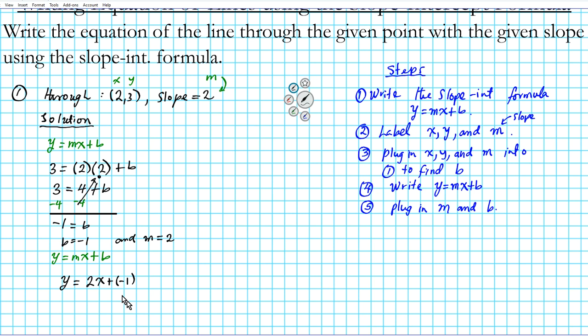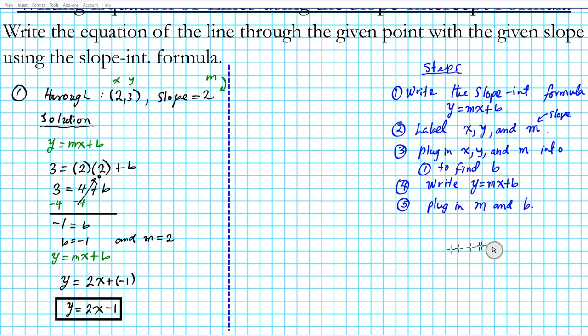Okay? I will simplify that. Right, in slope-intercept form, you have y equals 2x. When you multiply different signs, you always end up with a minus 1. That is the equation of the line through (2, 3) and a slope of 2.